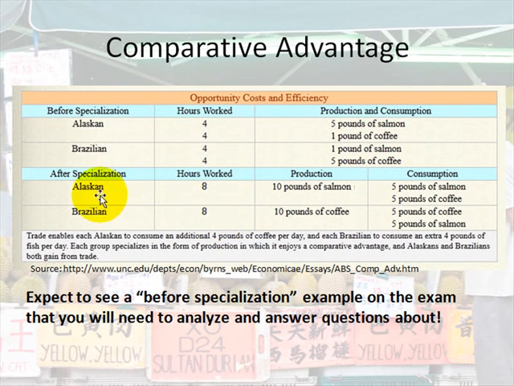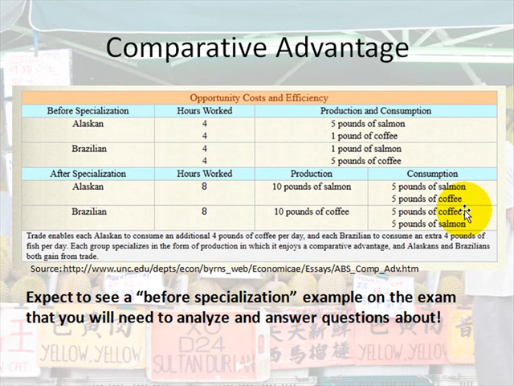Here's the example. In Alaska, if they work 8 hours and produce just salmon, they can trade those extra 5 pounds of salmon to Brazil for coffee. And they can consume 5 pounds of salmon and 5 pounds of coffee. Or they'll have 5 pounds of salmon and 5 pounds of coffee available for consumption in their market.